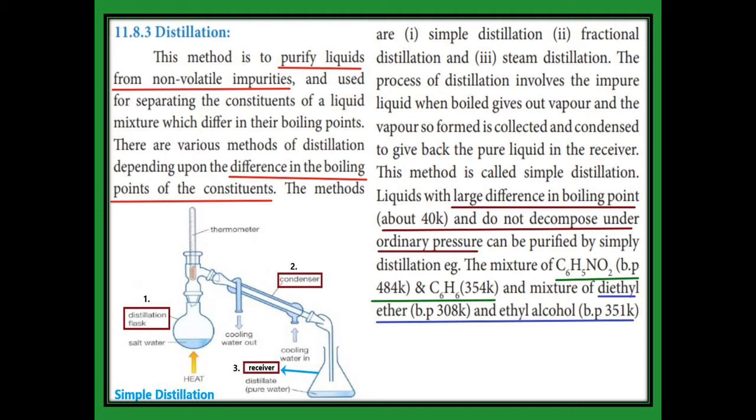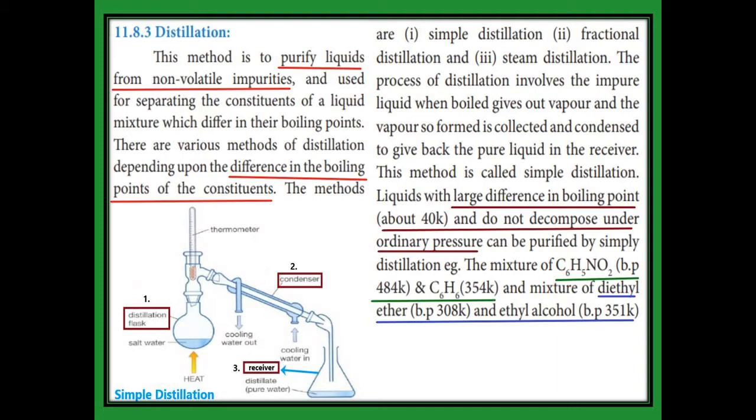In this distillation method, there are three parts. One is the distillation flask. In this distillation flask we take the mixture of organic compounds, and the flask is fitted with a thermometer. It has a side tube. That side tube is circulated with cooling water. That side tube with circulating cooling water is called the condenser. So it is the second part.